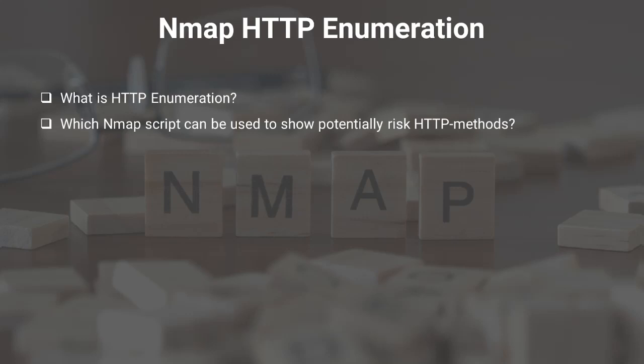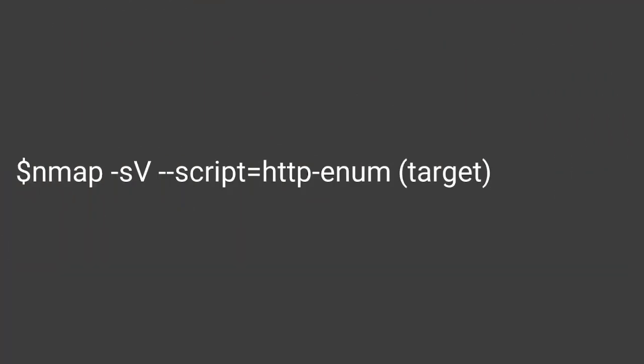So, the next question is, which Nmap script can be used to show potentially risky HTTP methods? We're going to show an example in the next slide and run the command on our terminal. Here's the command: nmap -sV --script http-enum, which we're going to use for our targets. Let's test it.